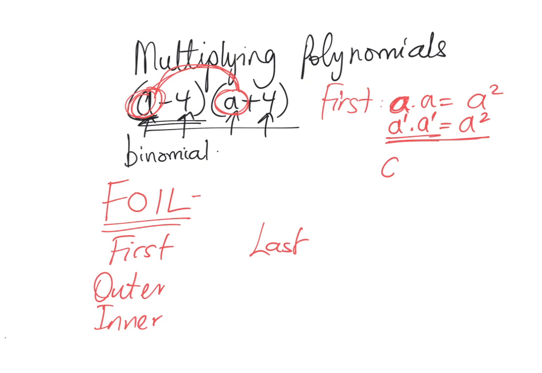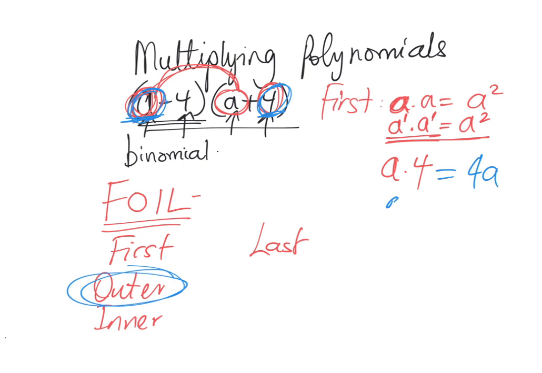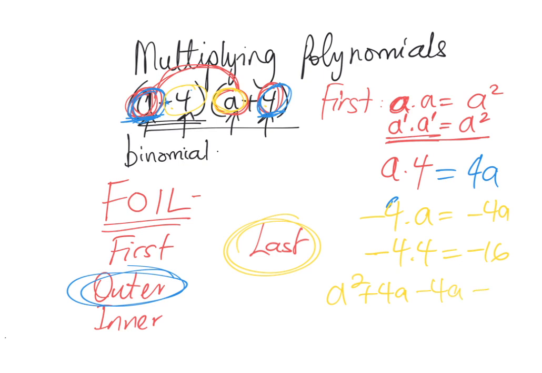Then we have a times 4. That's this a times this 4, so you're multiplying the outer terms. A and 4 becomes a times 4, which is 4a. And then this negative 4 is going to multiply this a, so that becomes negative 4 times a, which is negative 4a. And then the last terms are the negative 4 and the 4, so negative 4 times 4, which is negative 16. So we have a squared plus 4a minus 4a minus 16.